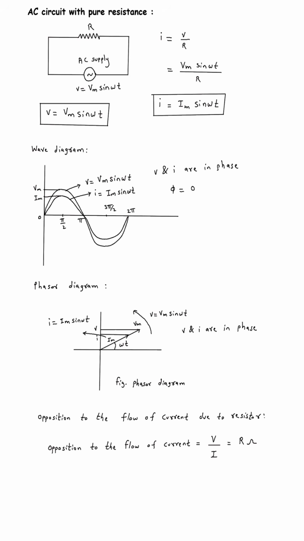This in-phase behavior is unique to purely resistive circuits, where no energy is stored, unlike inductors or capacitors which store energy in magnetic or electric fields. The phasor diagram also shows this in-phase relationship. A phasor is a rotating arrow used to represent sinusoidal functions.